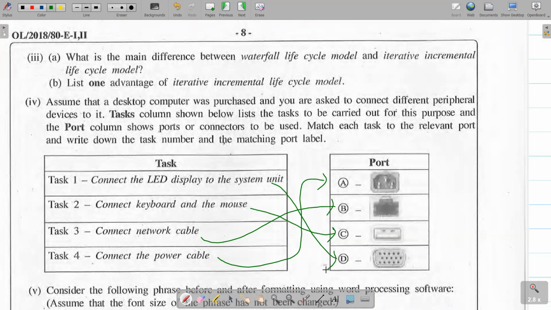Right, so task one, it is D. Task two is C. Task three, yes, connecting network cable goes with B. Task 4, power cable goes with A. Yes, people, are we clear up to this point?